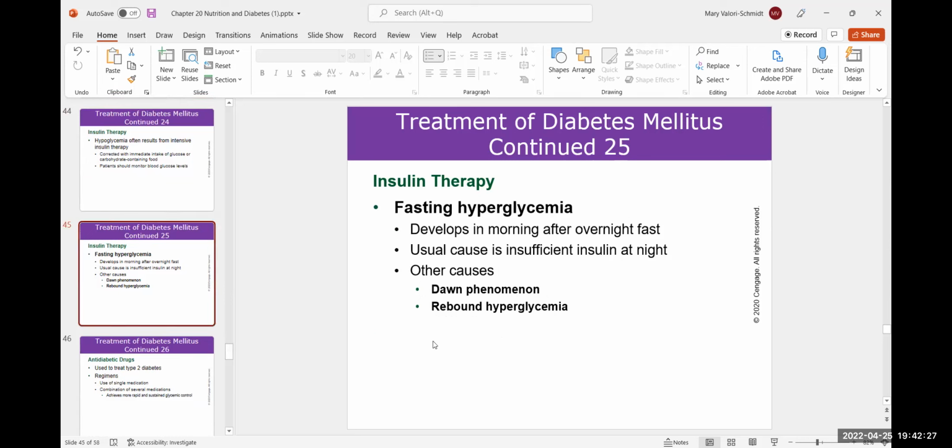There are some things called the dawn phenomenon and rebound hyperglycemia, which kind of are the same thing. Basically what happens is that patients with diabetes, if they don't eat a nighttime snack, they must eat a nice long-acting carb and maybe a little protein before they go to bed. Because what can happen is during the night, their blood sugar will drop. But then closer to morning, the pancreas will go, what's going on?